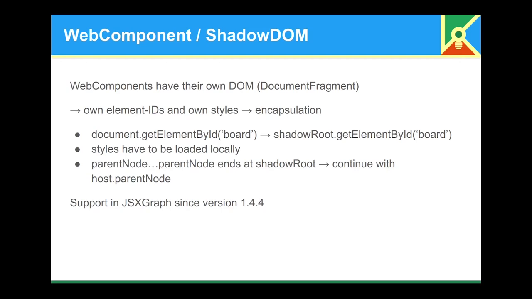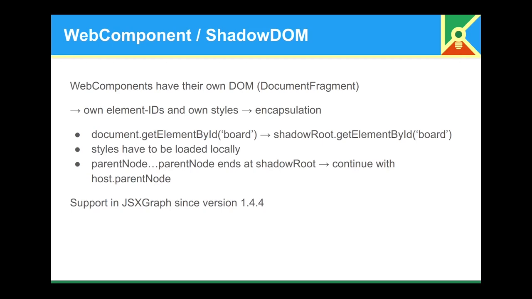Next thing is if you are iterating parent node by parent node to the top, this will also end at the shadow root. If you want to continue outside the web component, you have to go on with host parent node. The host is the element from the point of view of the embedding document. So parent node, maybe then host parent node, parent node, parent node, and again host. Then finally you will get up to the top.